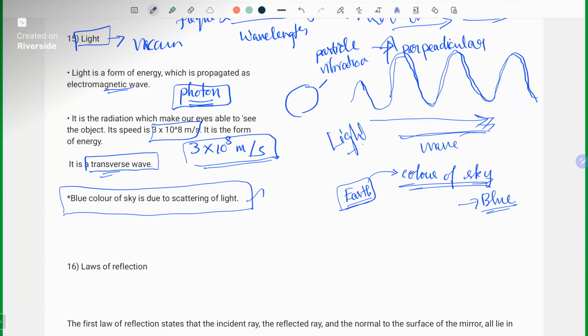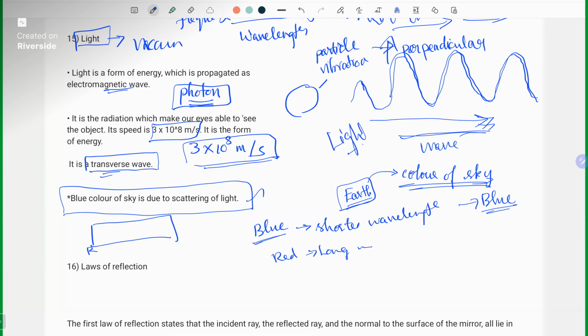Yes, it is scattered by the atmospheric particles, and also search for the visible light spectrum image. You will see which color has how much wavelength. Blue has very short wavelength and red has very long wavelength. Okay. So the blue light will have very short wavelength, and when it is scattered, that phenomenon is what projects the sky as blue. Okay. So make sure you go through the picture, Google it, and go through the visible light spectrum.